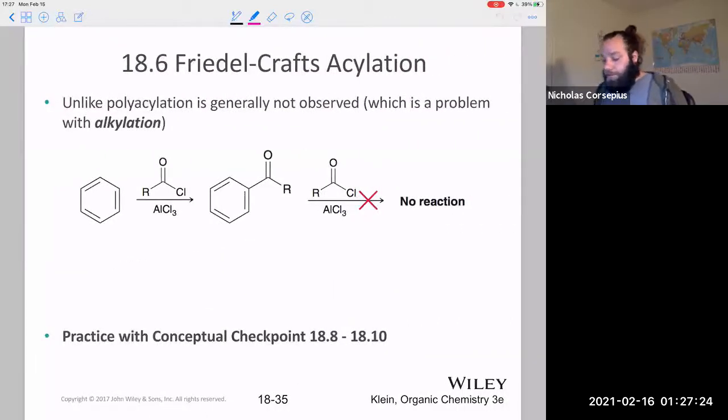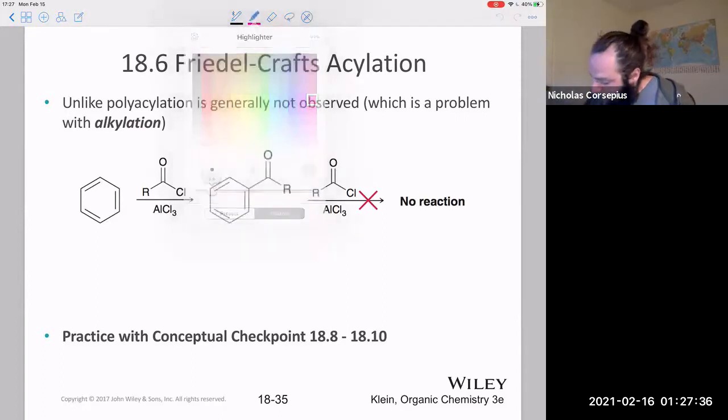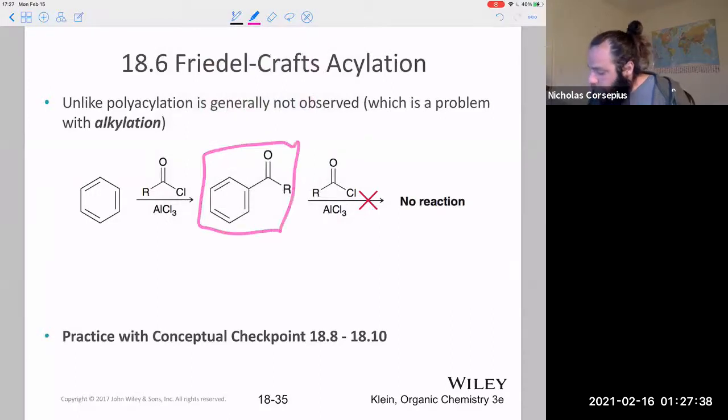The other benefit with the acylations versus the alkylations is you don't have the polyacylated product thing to worry about. This species right here is relatively unreactive, so you don't have multiple rounds of substitution occurring. So that's just another benefit that you can use these acylation reactions for.